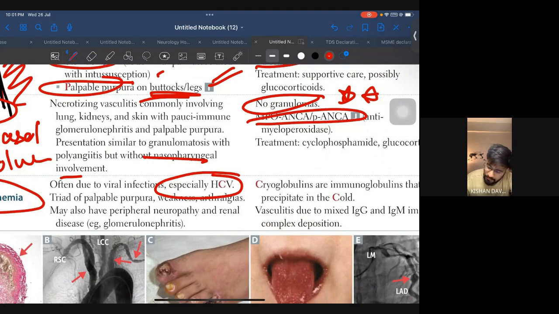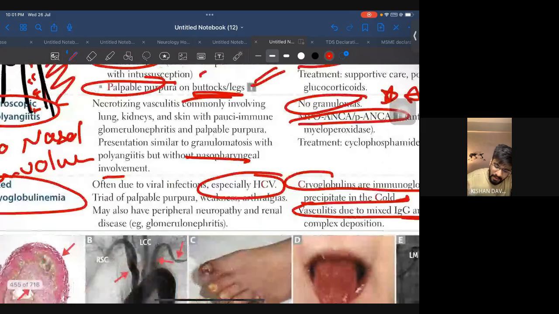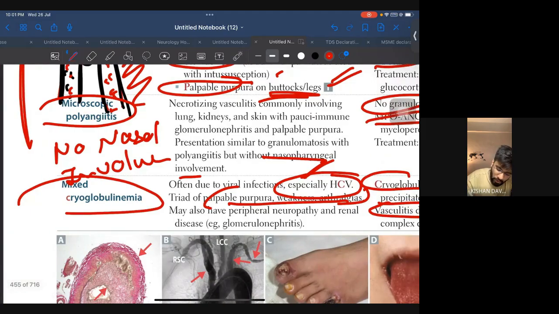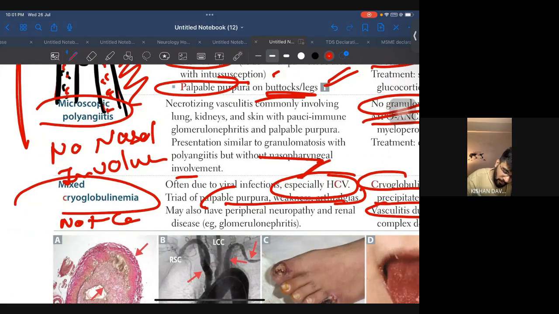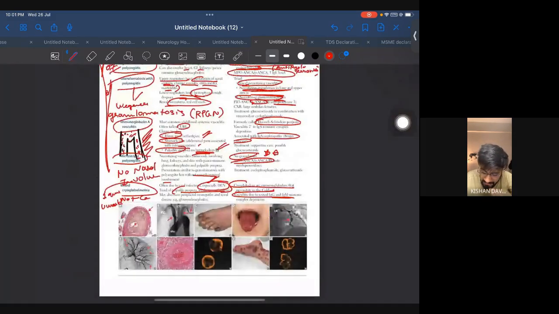Another thing I have to remember here is cryoglobulins are immunoglobulins that precipitate in cold, causing vasculitis, due to IgG and IgM. So they have to give you HCV and purpura, weakness, arthralgia. Okay, this is not commonly asked, but you will get a question. Mark my word, vasculitis are very easy.